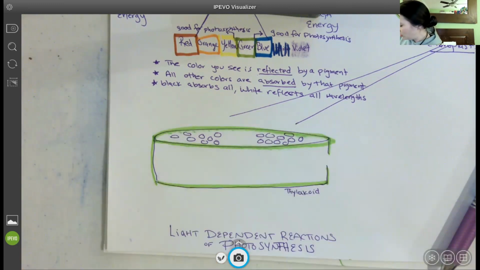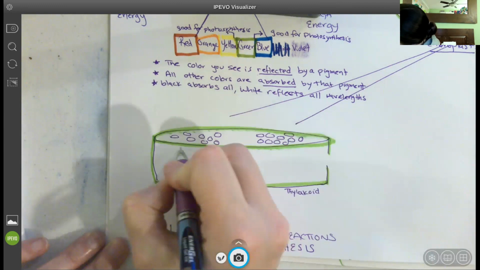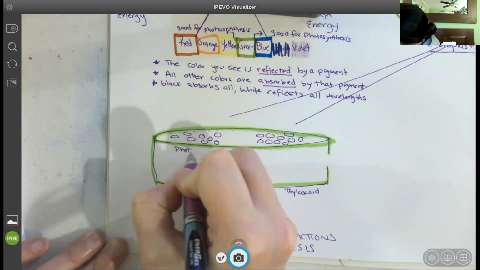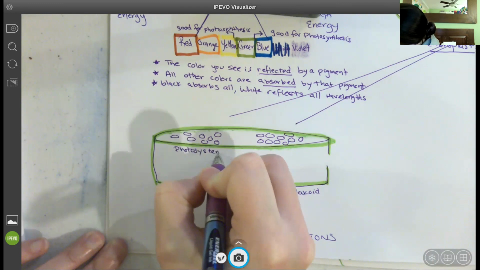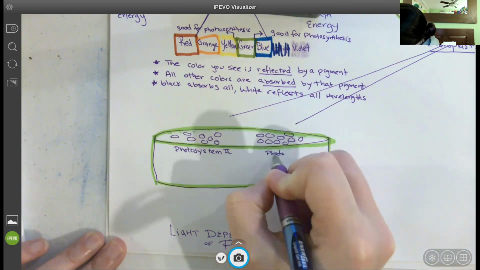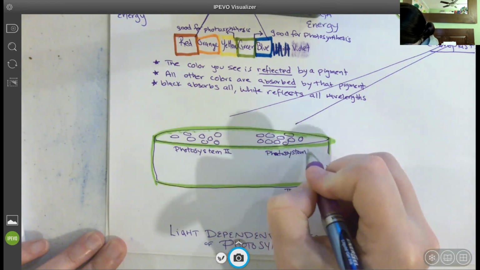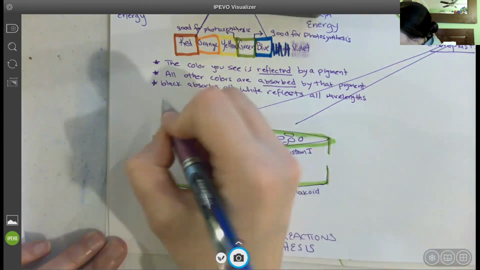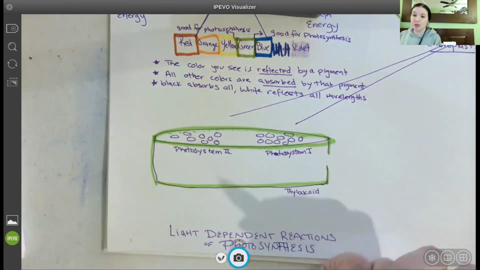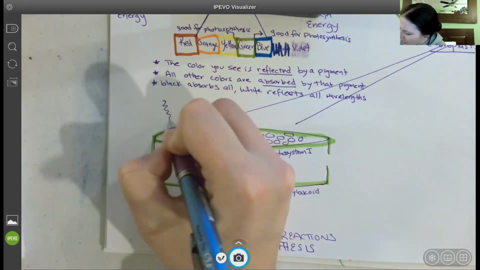Okay, so what happens is you have two photosystems and they're called photosystem 2 and photosystem 1. And we start at photosystem 2. Remember, that's because it was discovered first, not because of anything logical, like it happens first. Photosystem 2 comes first. Sorry about that. I didn't invent it.